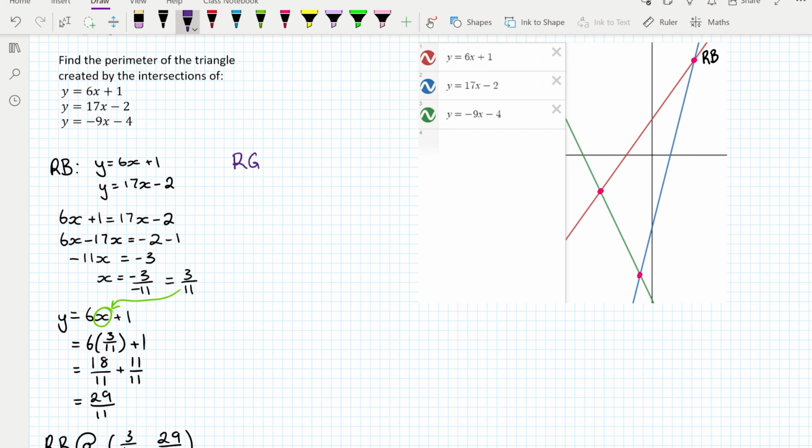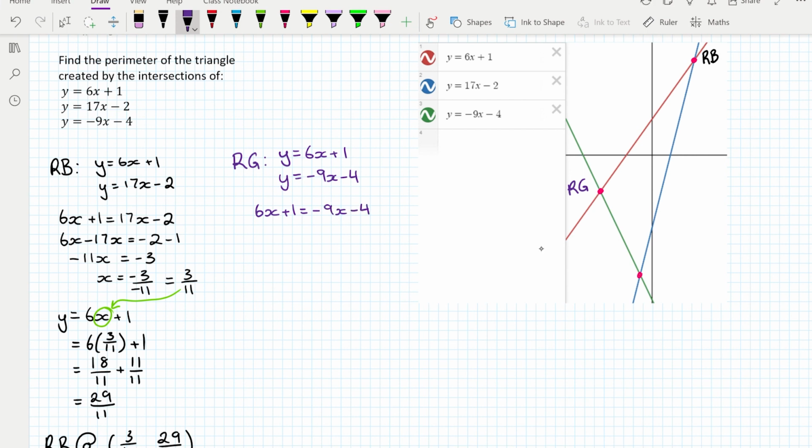So RG, so that's standing for, I'll write it down here. Oh, that's the wrong line. RG is over here. RG, R for red, G for green. So our first equation was y equals 6x plus 1 for the red one, and y equals negative 9x take 4 for the green one. So I'm going to set these equal to each other, and we're going to get 6x plus 1 equals negative 9x take 4.